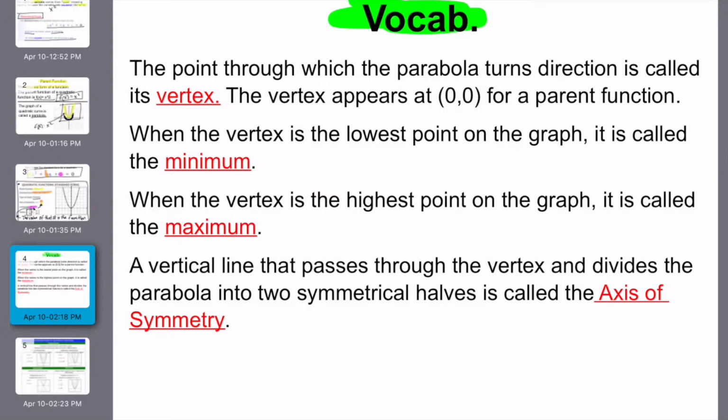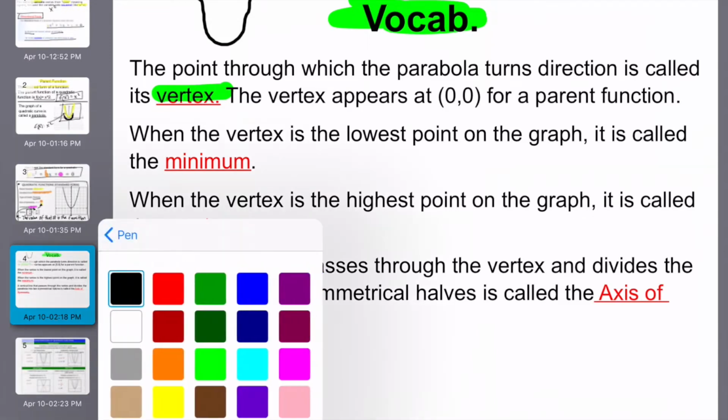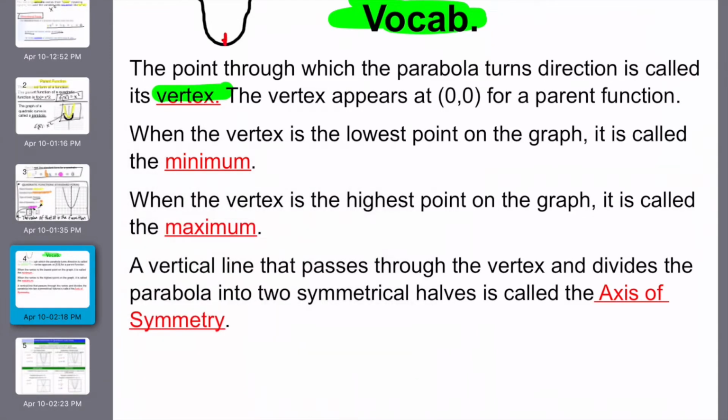Okay, so the point through which the parabola turns direction is called a vertex. What it means by when it turns direction is that it's going down, going down, going down, and then suddenly it flips back up. Right here, let me change the color. Right here is our vertex. Okay, the vertex appears at (0, 0) for a parent function.